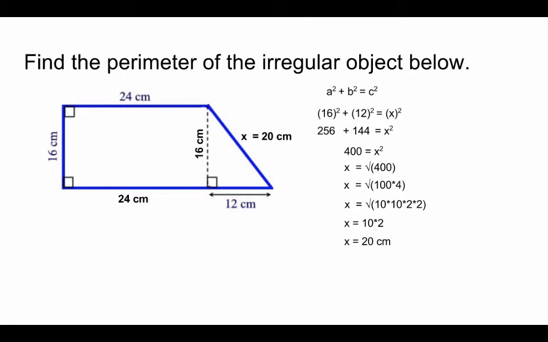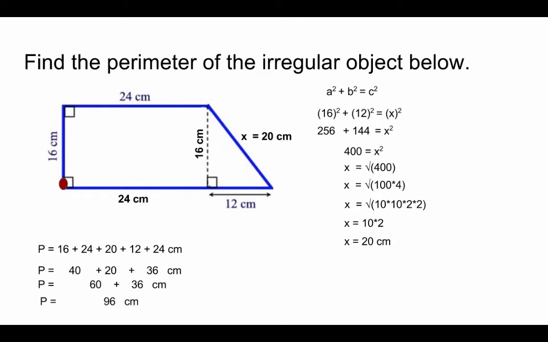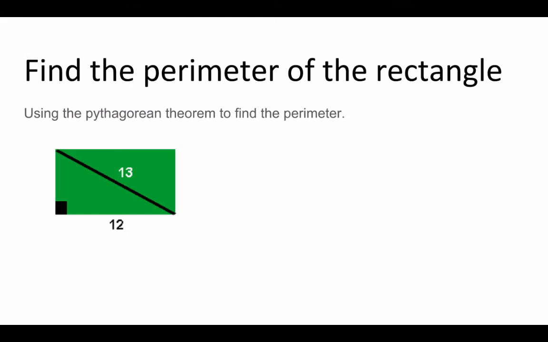Then we want to identify a spot on the perimeter to start. So I'm going to put a red dot here, and I'm going to go around the entire figure. So the perimeter is going to be 16 plus 24 plus 20 plus 12 plus 24. I'm going to add up 16 and 24 to get 40. Bring down the 20, and 12 plus 24 gives me 36. Add 40 and 20 gives me 60, and 60 plus 36 is 96 centimeters.